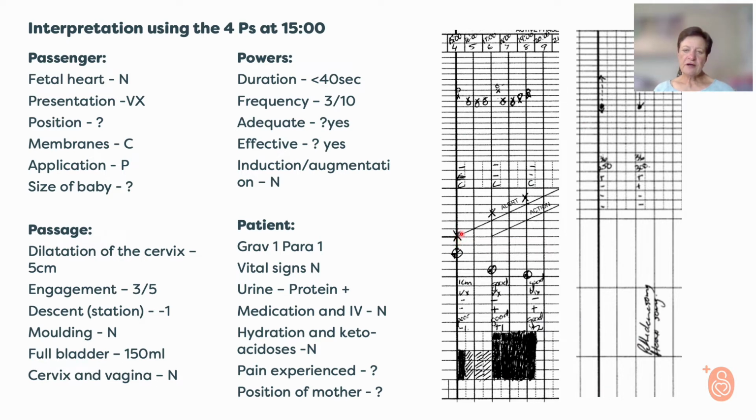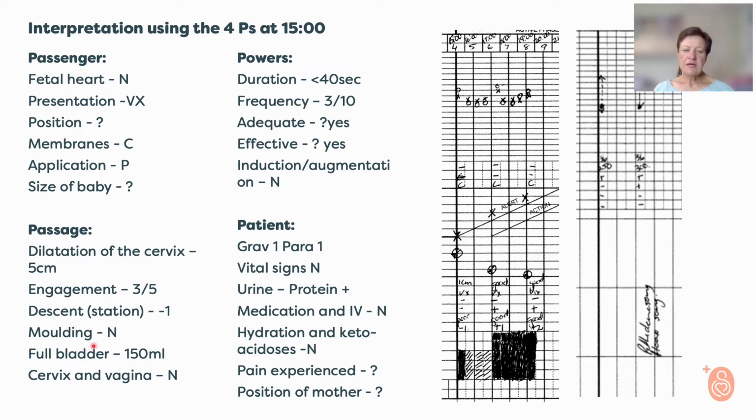The cervix is now 5 centimeters dilated. There's a little bit of progress regarding the engagement of the fetal head as well. It's now 3/5 above the pelvic brim. The descent is now also a little bit better. It's -1 and not -2 anymore.